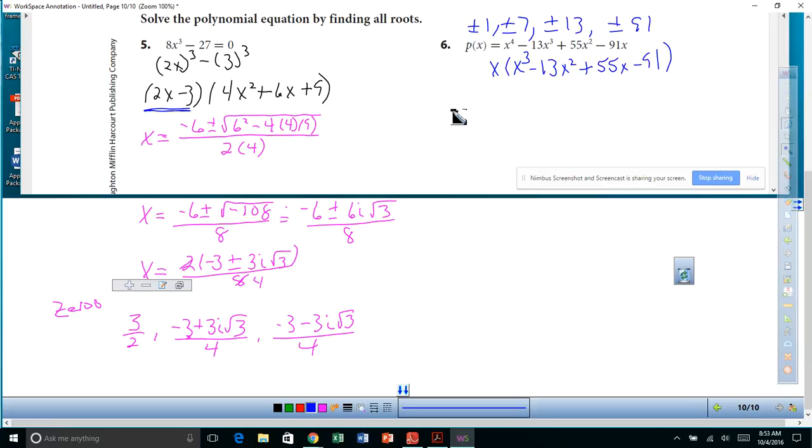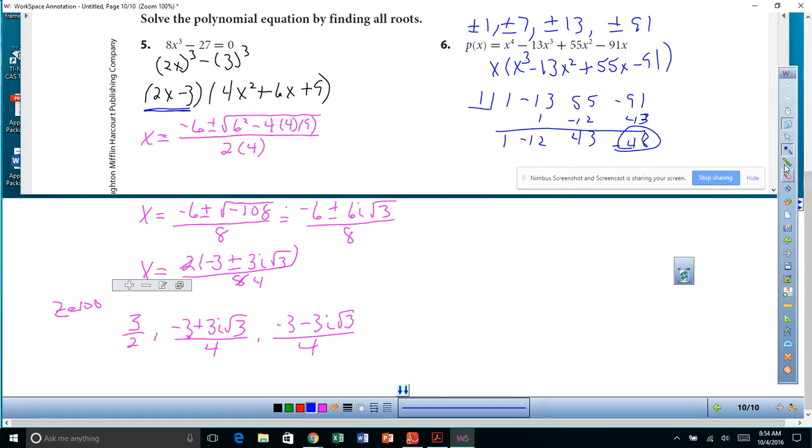So we'll start off with 1. You got 1, negative 13, 55, and negative 91. So let's bring the 1 down. 1 times 1 is 1. That's going to give you negative 12. 55 minus 12, that's going to be 43. So that's going to give you 43 here. And that's going to give you negative 48. Not what we're looking for. All right. So let's see.